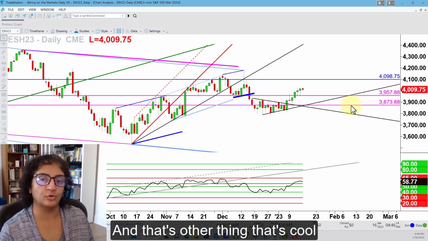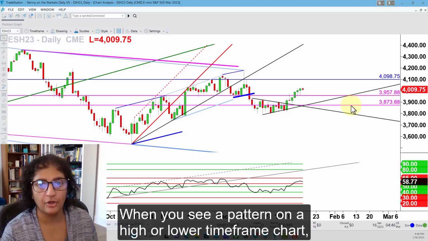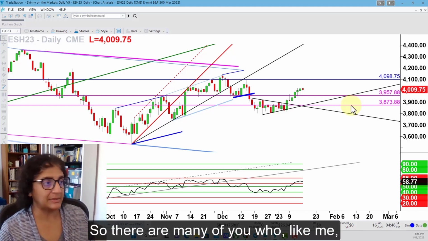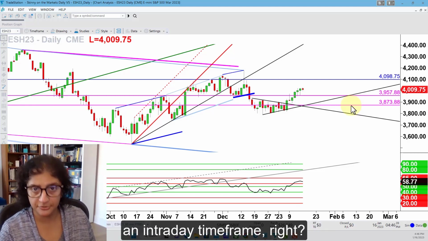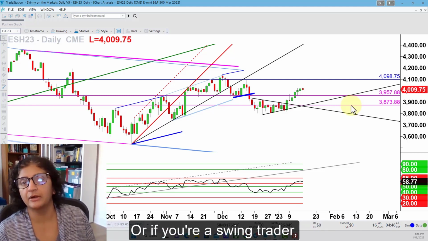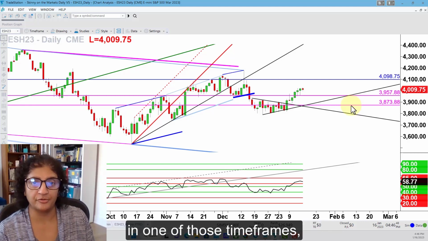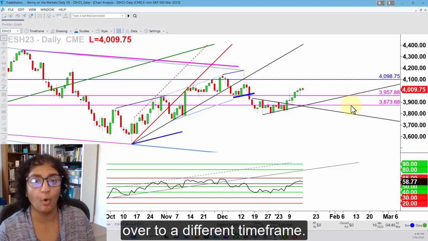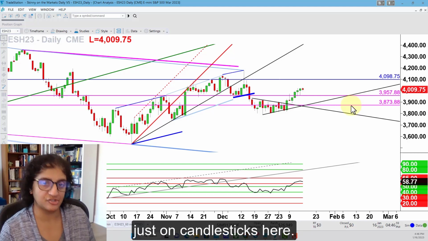And that's the other thing that's cool about the way I study candlesticks. When you see a pattern on a higher or lower time frame chart, you will know how to bring that analysis over to a different time frame. There are many of you who, like me, study the weekly or daily time frame to prepare, but you're maybe trading an intraday time frame. Or if you're a swing trader, maybe you're looking at a monthly or weekly chart, but using the daily chart for your trading decisions. When you see a candlestick pattern in one of those time frames, with the right knowledge and techniques, you can take that significance, that analysis, over to a different time frame. So that's the start of my game plan just on candlesticks here.